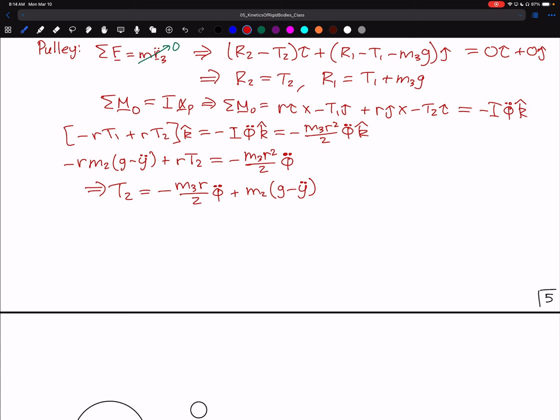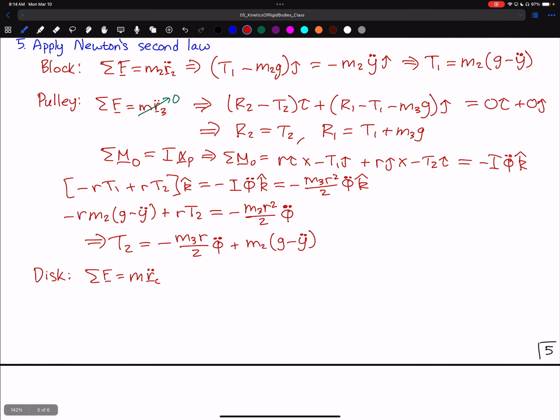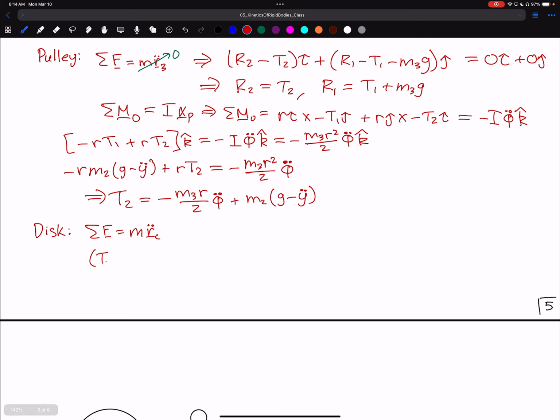Okay, we'll now move on and look at the disk. For the disk, we're going to sum the forces. It's equal to the mass times the acceleration of the center of mass, or RC in this case. Okay, so forces, we're going to get T2 minus our friction force, that's in the I direction, plus the quantity N minus M1 G in the J direction. And then this is equal to 3 M1 R theta double dot. And I'll talk about where I got that from in a moment.